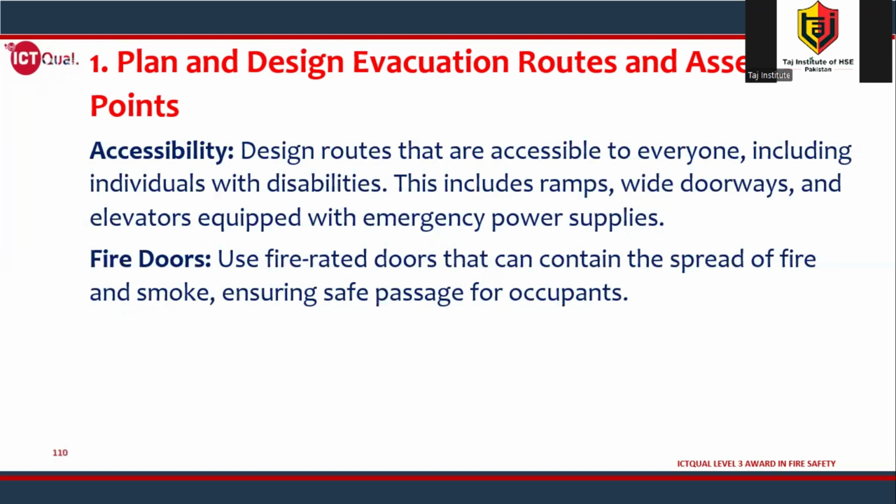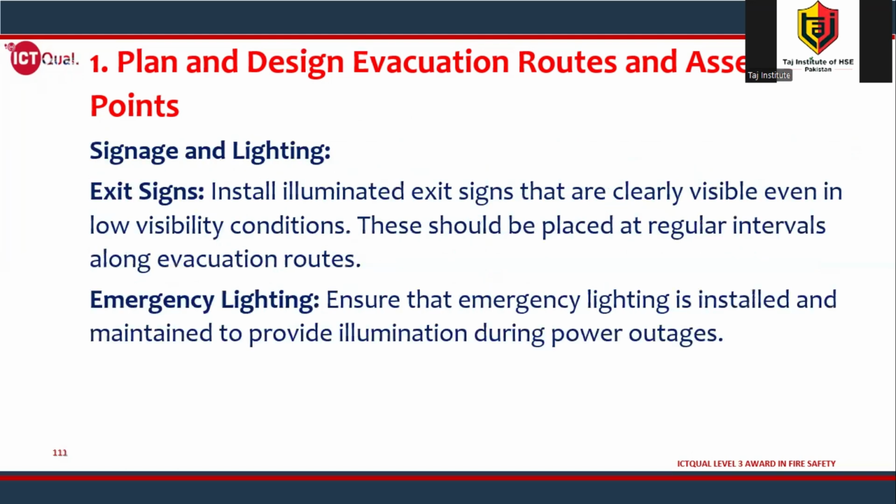Accessibility. Design routes that are accessible to everyone, including individuals with disabilities. This includes ramps, wide doorways, and elevators equipped with emergency power supplies. Fire doors. Use fire-rated doors that can contain the spread of fire and smoke, ensuring safe passage for occupants.